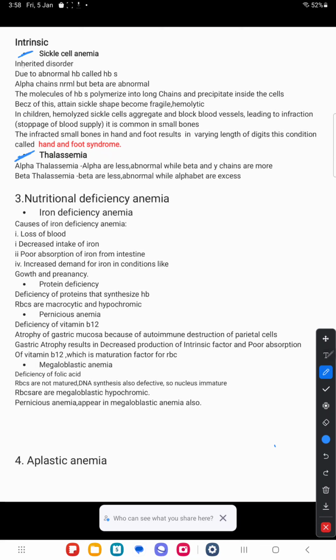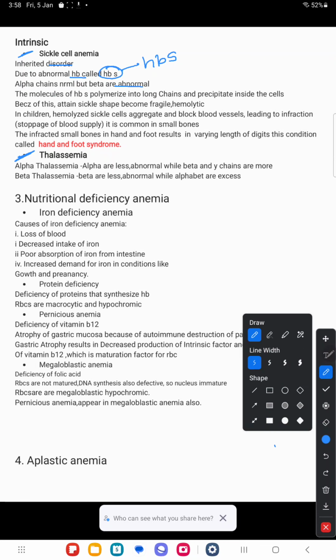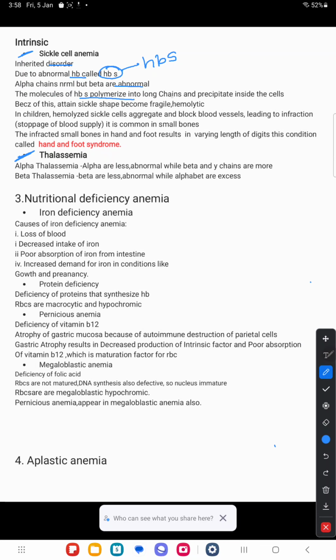Sickle cell anemia is an inherited disorder. In this, there will be abnormal HB, called HBS. In this, alpha chains are normal, but beta chains are abnormal. So the molecules of HBS polymerize into long chains and precipitate inside the cells. Because of this, the cells attain a sickle shape, become fragile and hemolytic.